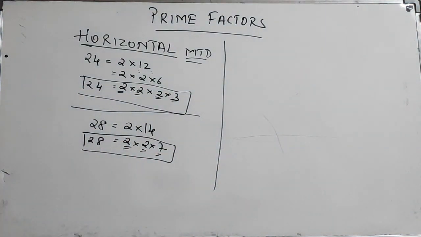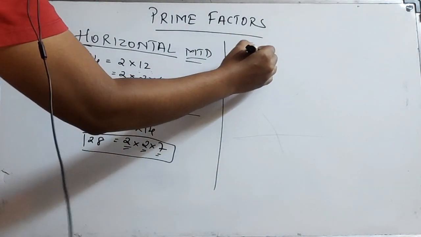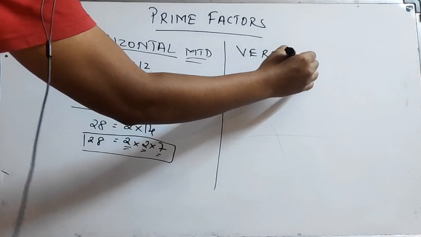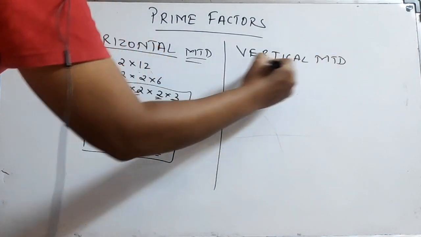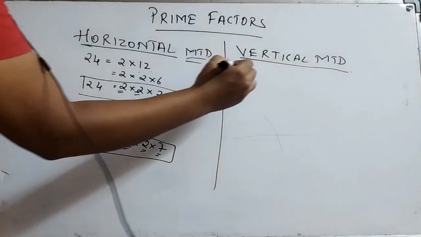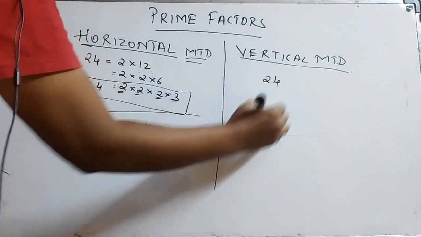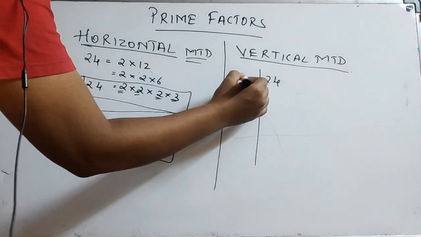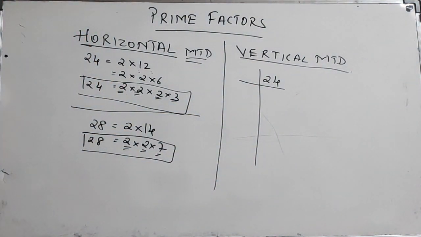Now let us look into the vertical method. We are going to use the same numbers. Say the number 24. I want to factorize the number 24 vertically. Now, using the vertical method means you're going to divide the number. And for division, you are only going to use prime numbers. Do not take composite numbers.